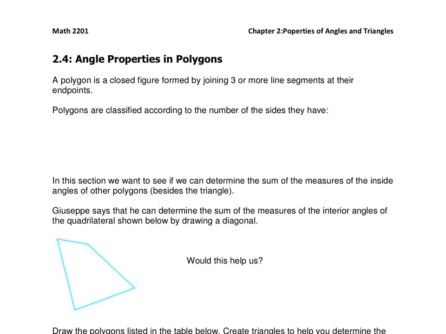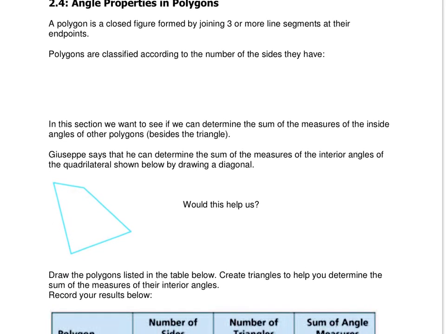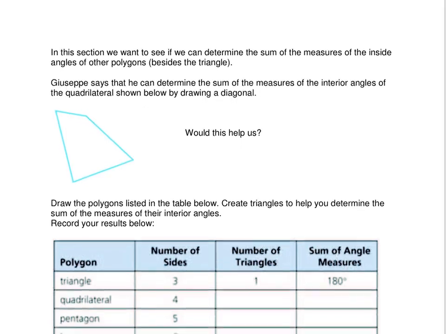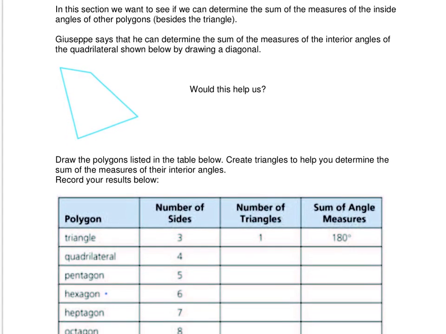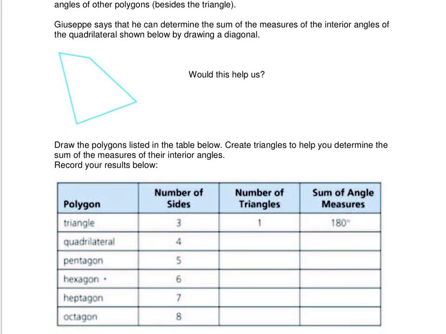So it says in this section, we want to see if we can determine some of the measures of the inside angles of other polygons besides the triangle. So Giuseppe says that he can determine the sum of the measures of the interior angles of the quadrilateral shown by drawing a diagonal. So if you draw a diagonal from one vertex to a non-consecutive vertex, you get 2 triangles. And this would help us because if we investigate this a little bit, we've got a bunch of different angles created here now.